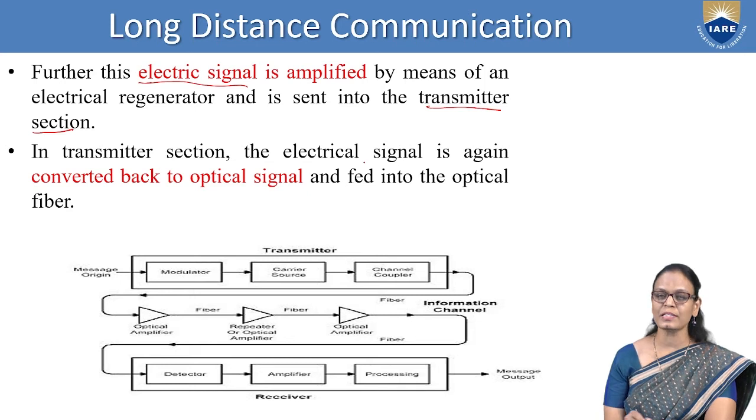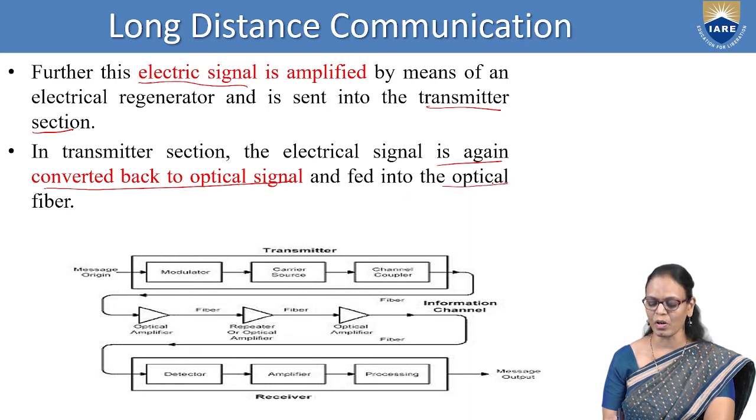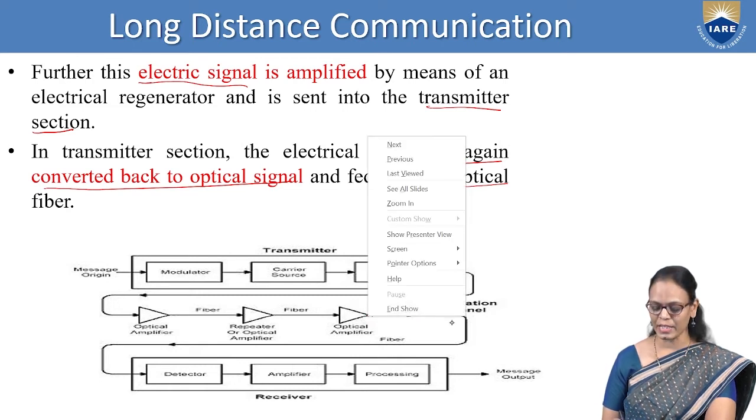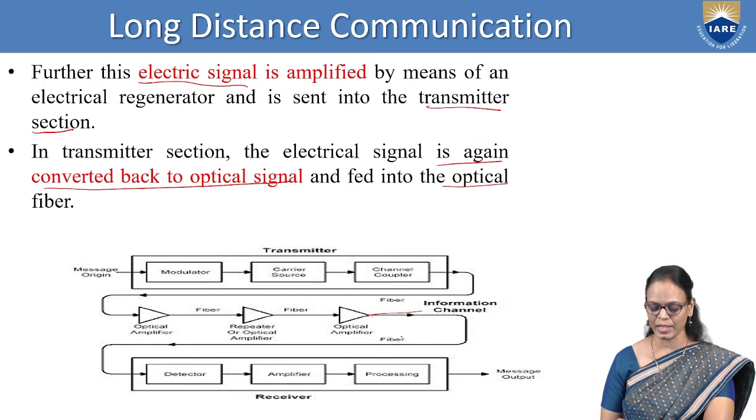In the transmitter section, the electrical signal is again converted back into the optical signal and is fed into the optical fiber. So from here, whatever signal comes out has to travel through the optical fiber. So in the end, from the transmitter here, again it is converted into optical signal and then travels through the optical fiber.